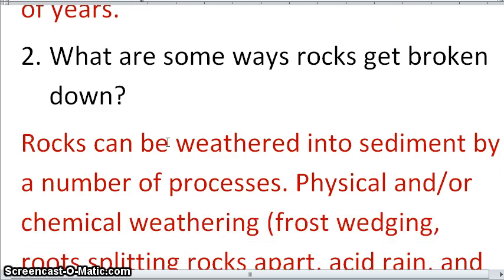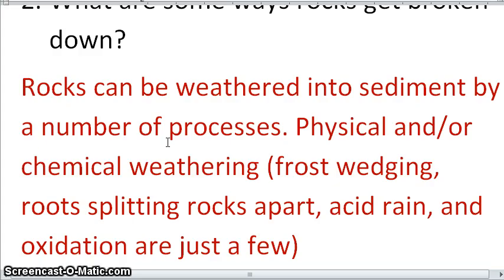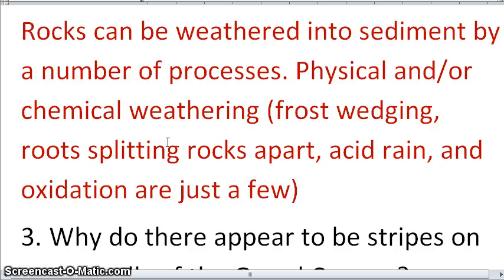The next question, what are some of the ways that rocks get broken down? Now, with one or two of the classes, I forgot to put this question on there, so if you were in some of the morning classes or earlier classes, make sure you check that you have this question. And the way that some of the rocks get broken down is through weathering into sediment by a number of processes, and specifically we're going to focus on physical and or chemical weathering.